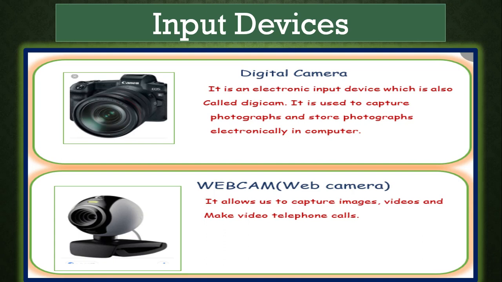Next is a webcam, that is also known as a web camera. It allows us to capture images, videos, and make video telephone calls. So web camera is also known as a webcam, and it is a camera through which we can capture, click the pictures, we can capture the videos, and we can also make telephone calls.